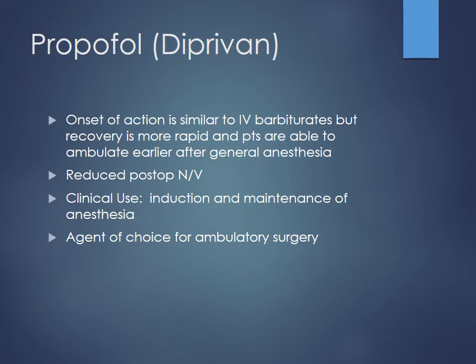This one works pretty similarly to the IV barbiturates, but has a more rapid onset, and so this is very good not only for helping to induce general anesthesia. We use it a lot for one-time doses for procedural sedation. Say if you have a dislocated joint, this is very good for adults to reduce those down. We will also use this for continuous infusion to sedate patients who are ventilated.